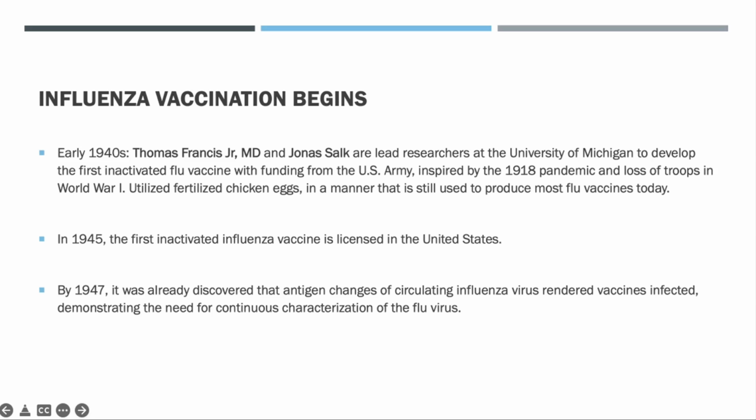In 1945, the first inactivated influenza vaccine was licensed. And what was interesting, it did not take much time at all to realize that the antigenic changes of the influenza virus year over year would lead to us modifying the vaccination on a yearly basis, based on the antigenic changes from year to year.